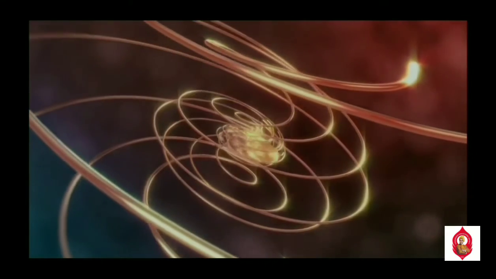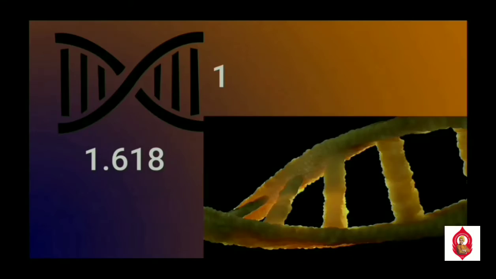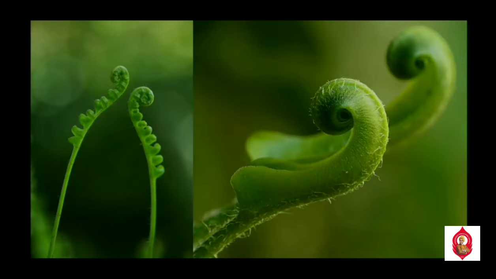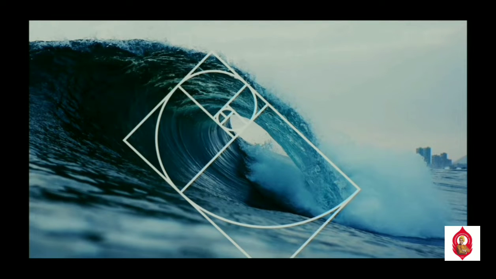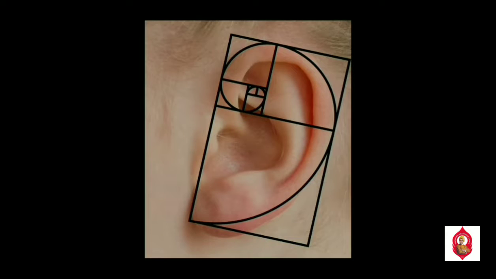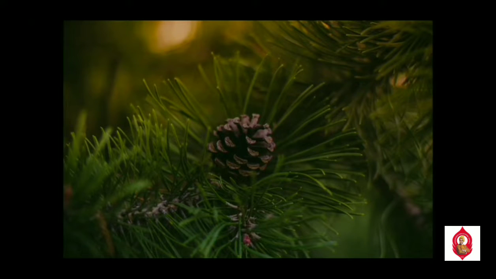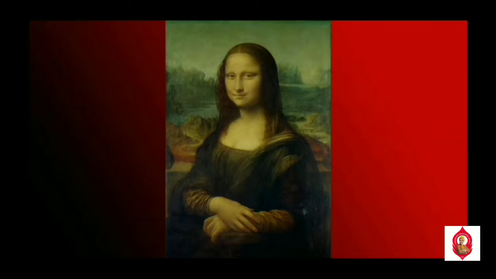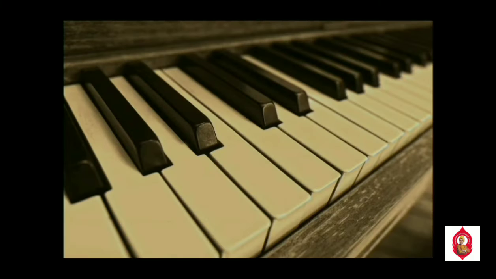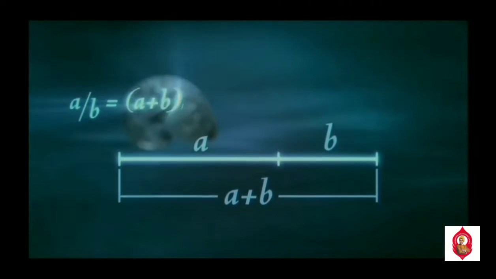We can see these rectangles and spirals all over our own nature, like DNA, seashells, plant veins, cyclones, waves, human fetus, ear, brain, pine, pineapple, internal ear, architecture, painting, faces, music, etc. In fact, even the video which you are watching is also made by the golden ratio.